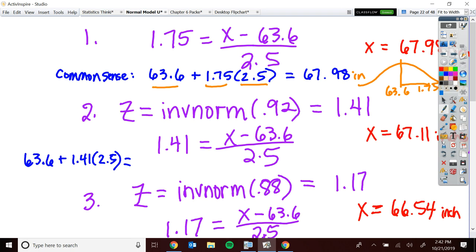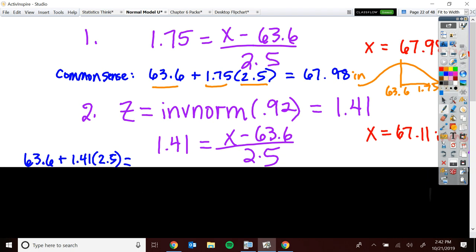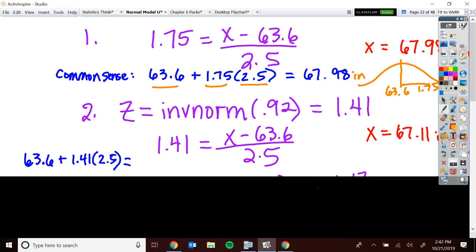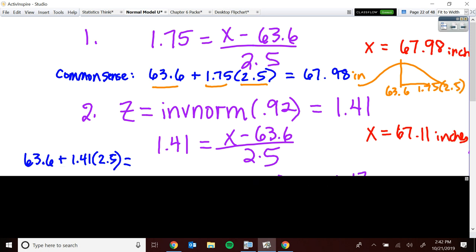Okay, so when we do that, inverse norm of 0.92 is a Z-score of 1.41. That's how we set up our formula to get a height of 67.11 inches.